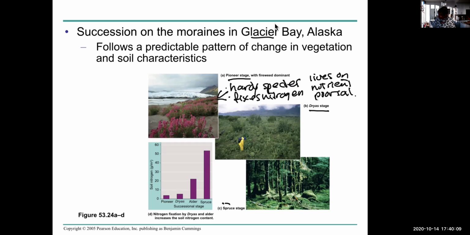When the spruce move in, that's the last stage, they will shade out much of the dryas. So will shade out other species. And they will end up being the climax species of that area. So in succession, this was an example of primary succession.